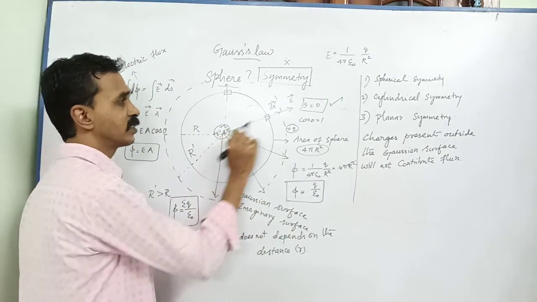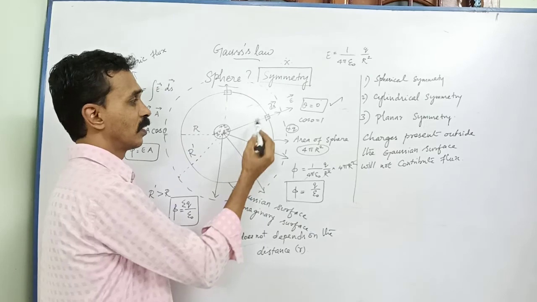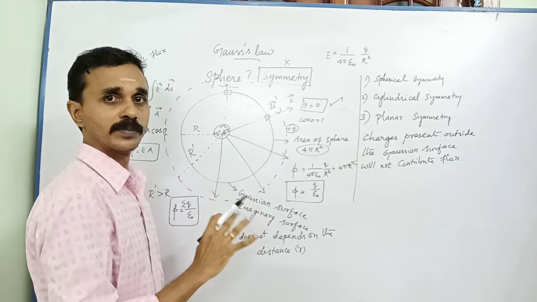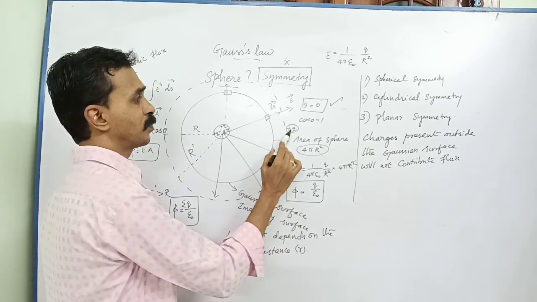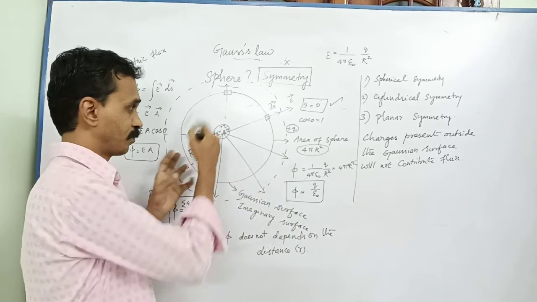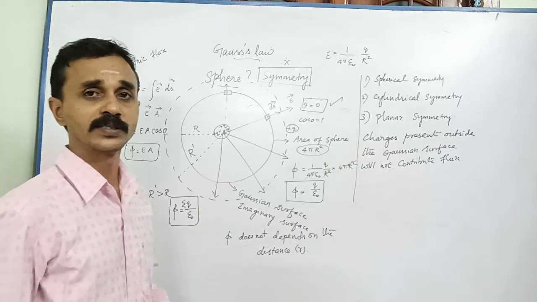But the electric field is still there. If you consider a Gaussian surface, the electric field is outside the Gaussian surface or inside the Gaussian surface, no problem, the electric field will be there. But those charges present outside the Gaussian surface will never contribute to flux here. This is a very important rule and important point to remember.